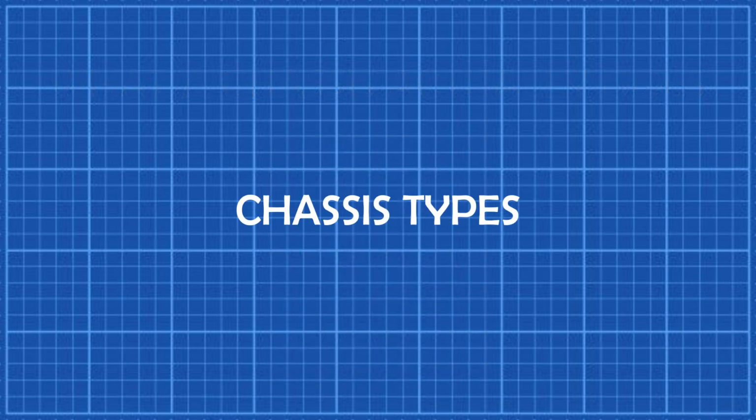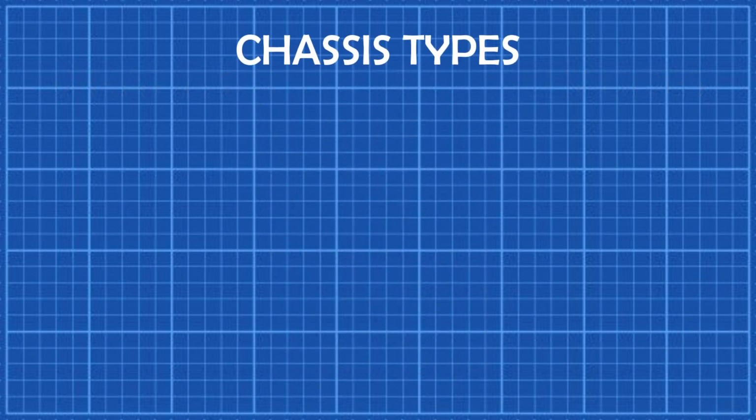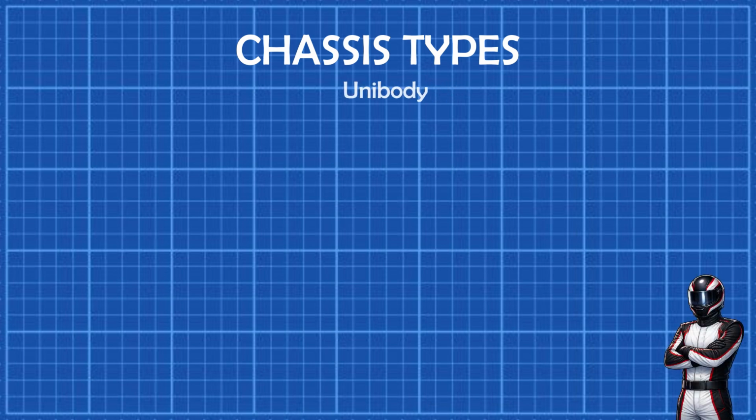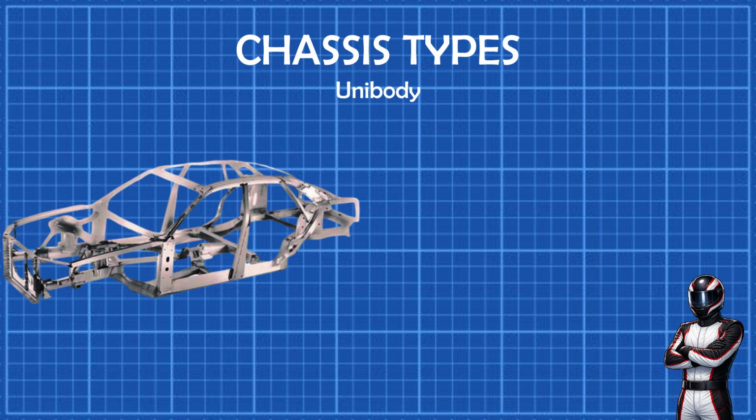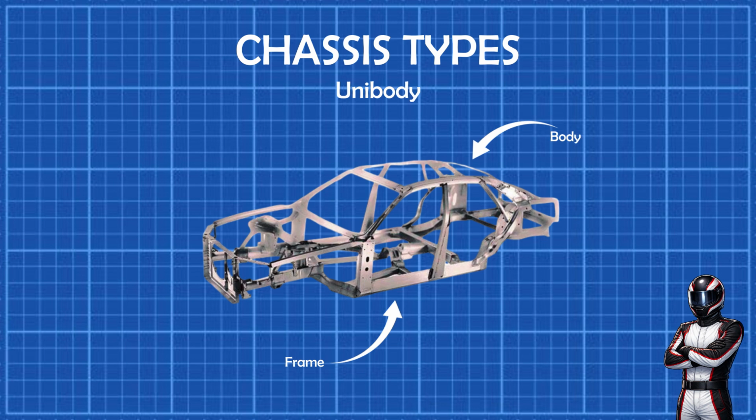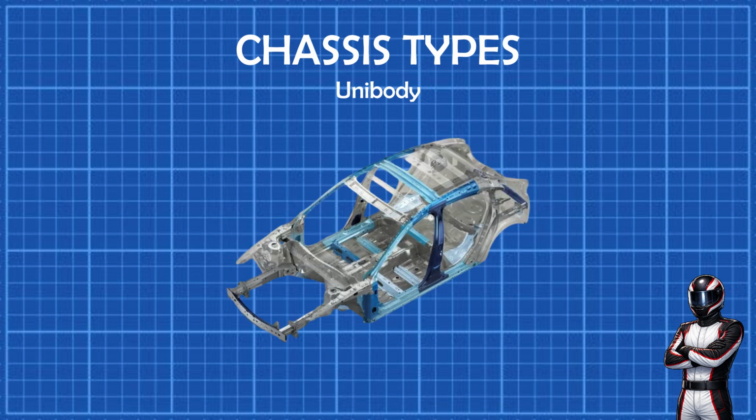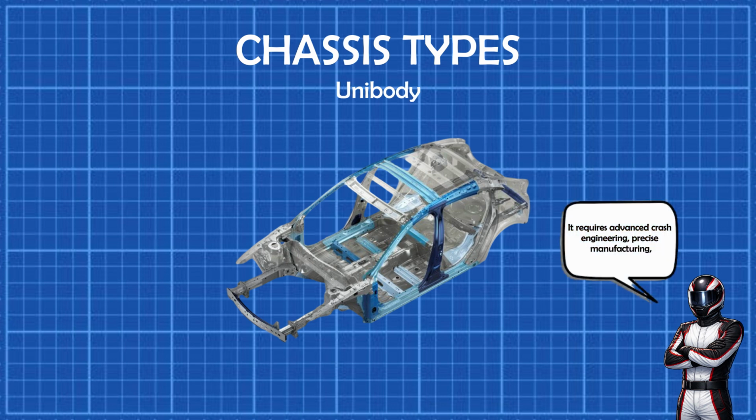Now let's explain chassis types and which one is best for your application. Starting with unibody chassis. A unibody combines the frame and body into one structure. It is lightweight and efficient for mass production, but extremely difficult to design correctly from scratch. It requires advanced crash engineering, precise manufacturing, and offers little room for error or repair. For a home-built one-off car, unibody construction is not recommended.